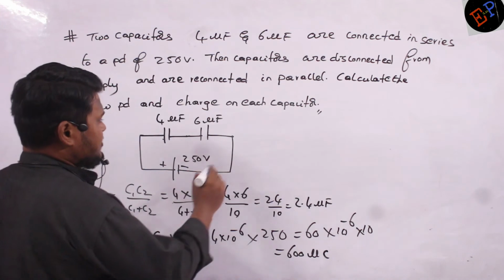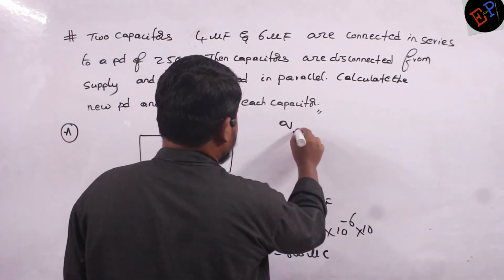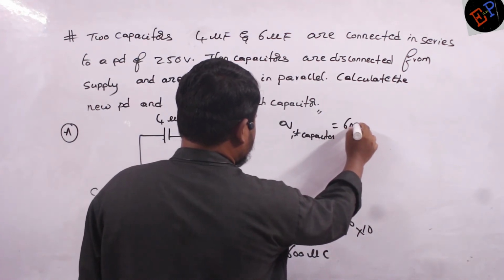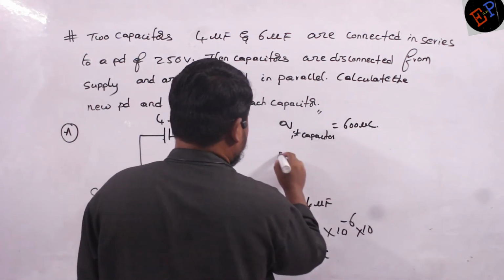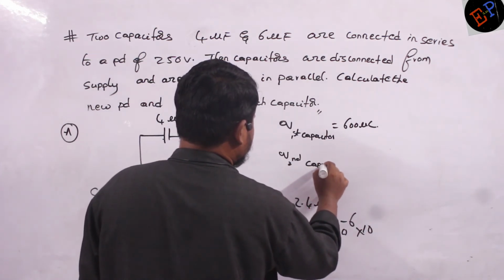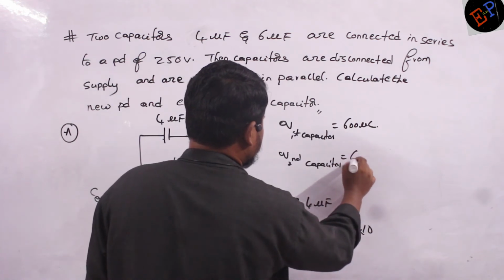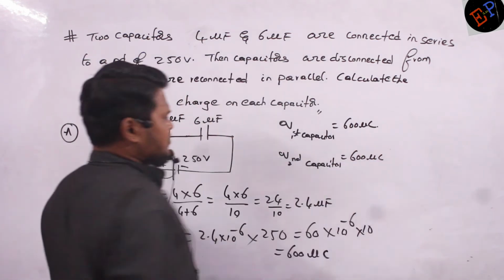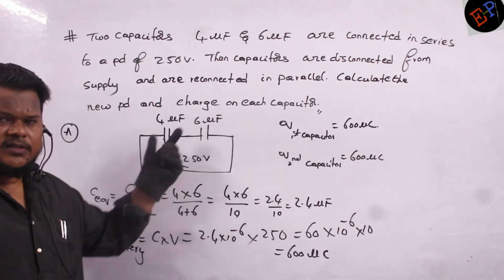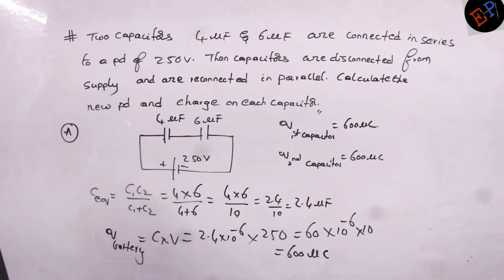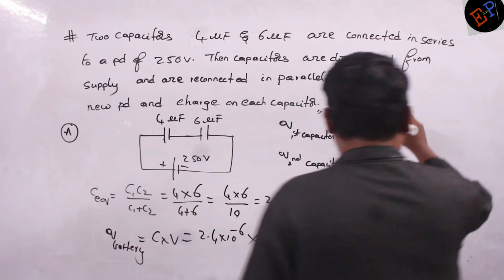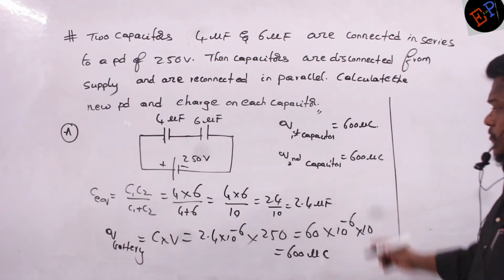So therefore, can I say that charge on the first capacitor is how much? Charge on the first capacitor is 600 microcoulombs. Charge on the second capacitor is also the same, no? So this is also equal to 600 microcoulombs. Is it clear? Now, what is the potential difference of the first capacitor? V1 is how much?